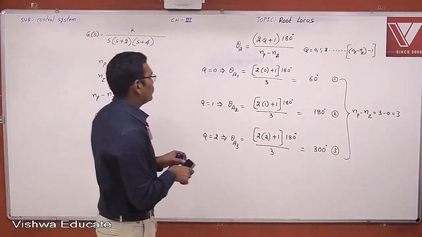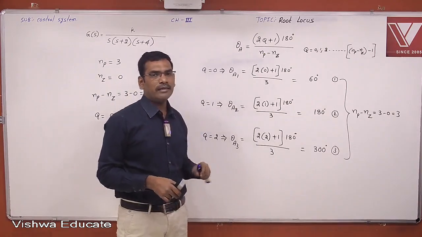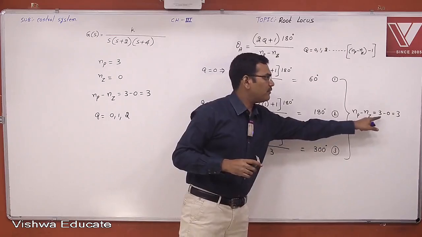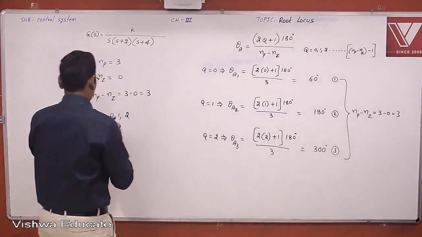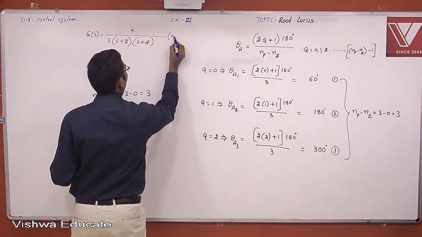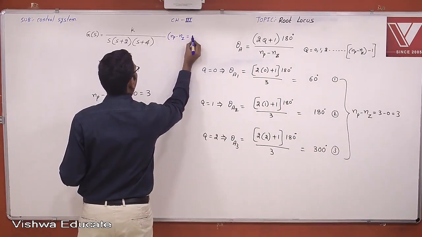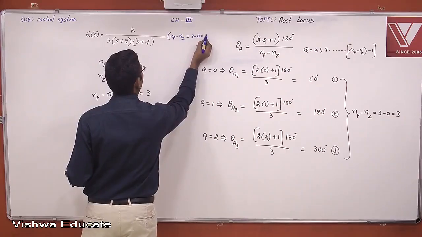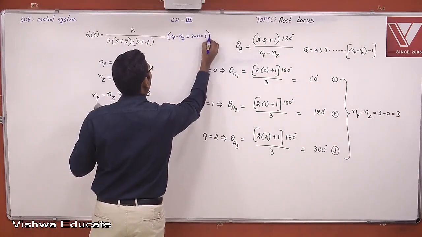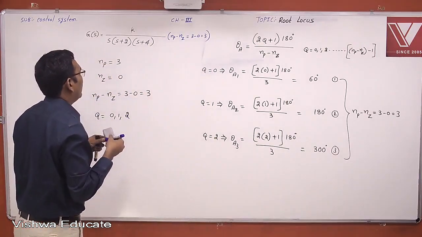Okay, now students, I am giving one important point here. The total number of angles of asymptotes is the difference between poles and zeros. Now see here. The total number of angles of asymptotes is the difference between poles and zeros. Therefore, the difference between poles and zeros is 3. Therefore, there are 3 angles of asymptotes.